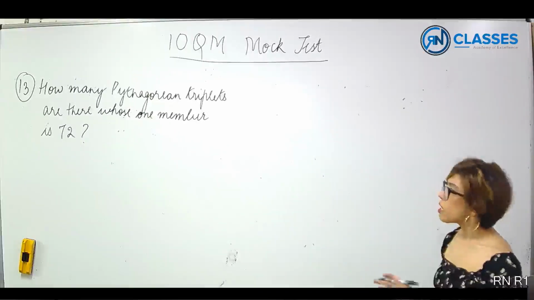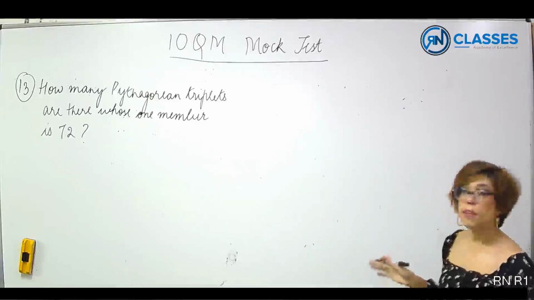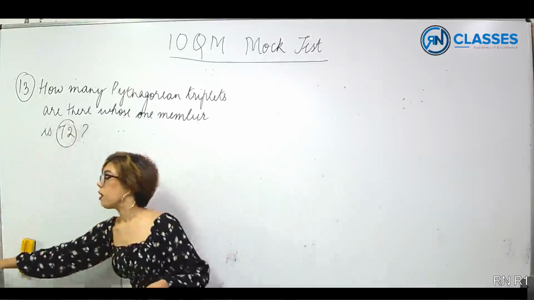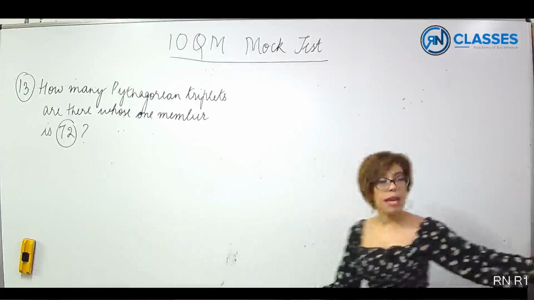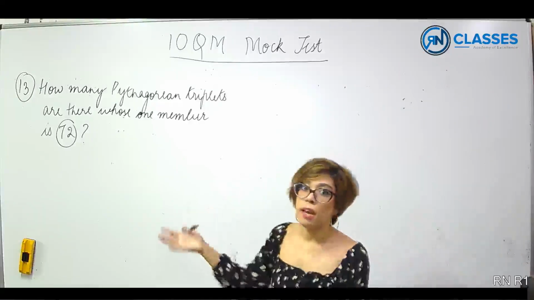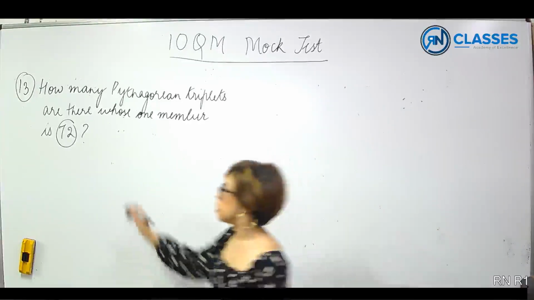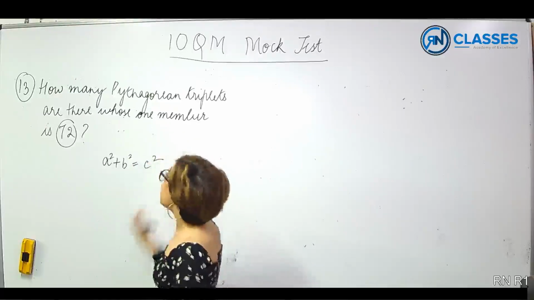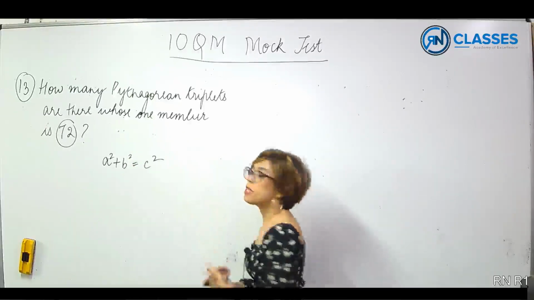Alright, on to the next one. Now he says how many Pythagorean triplets are there whose one member is 72. Right? Now I know the Pythagorean triplets. Basically they follow Pythagoras theorem, which is a square plus b square is equal to c square. Now he says whose one member is 72.